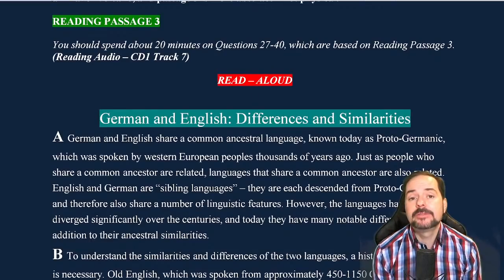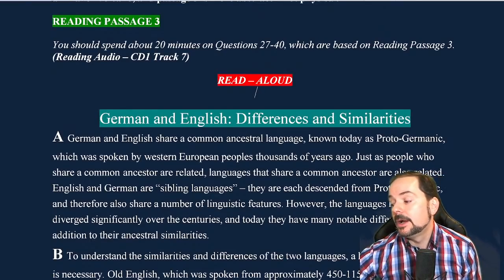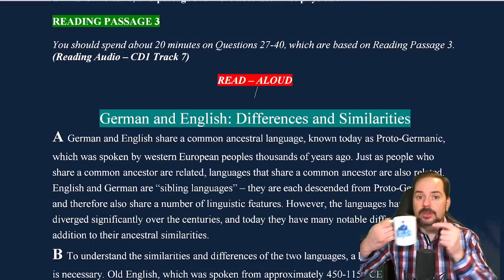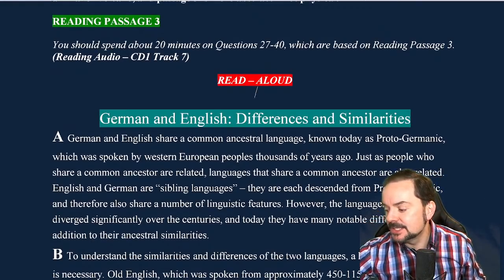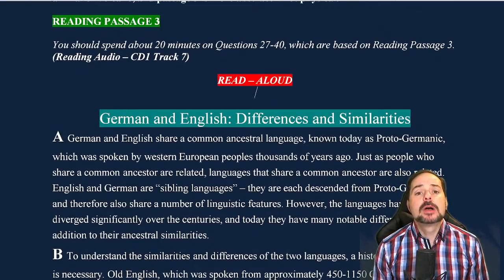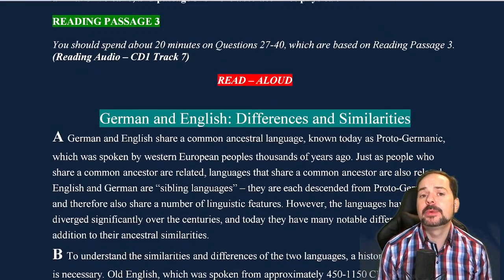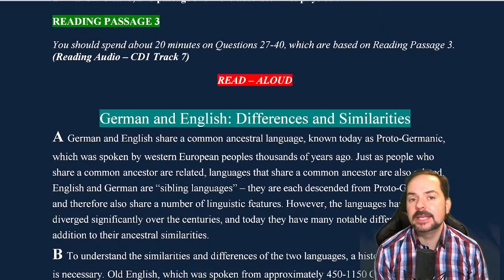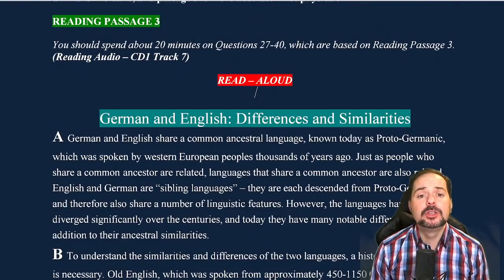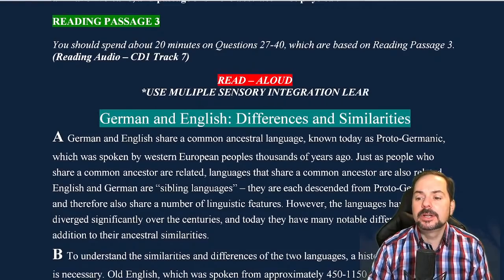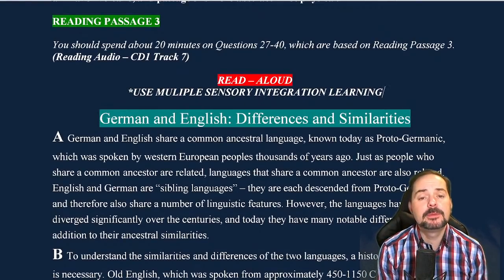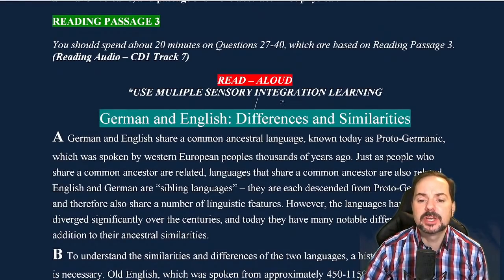It's tiring, it takes a lot of energy. Maybe have some water with you when you're doing a lot of aloud reading. It gives me a chance to sneak in a sip of water myself. So have some water with you, and I highly recommend reading aloud for about 20 minutes per day, each and every day, leading up to your IELTS exam, okay? So use multiple sensory integration learning, okay, whenever possible, all right. So multiple sensory integration, read aloud.